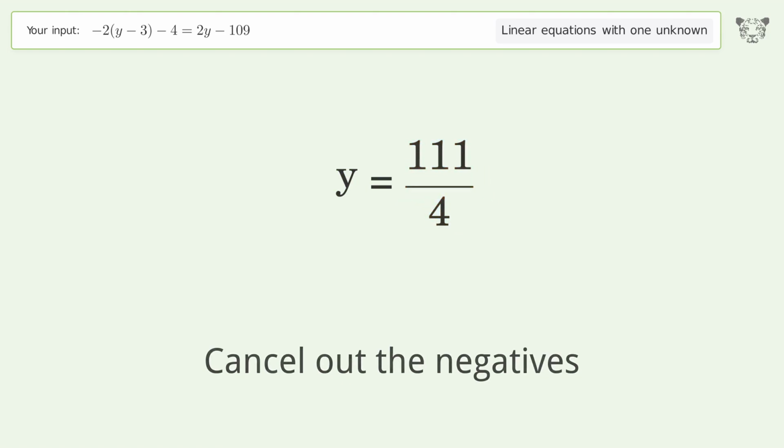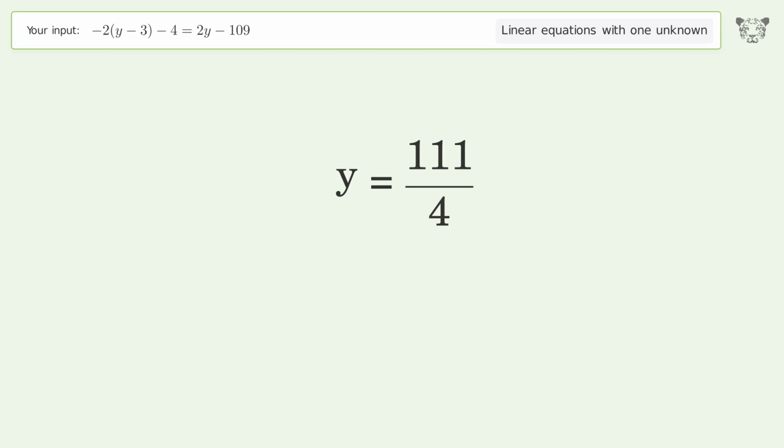And so the final result is y equals 111/4.